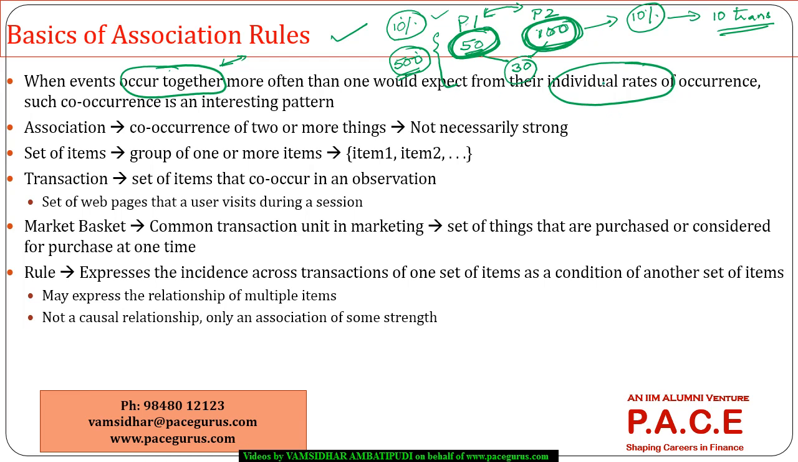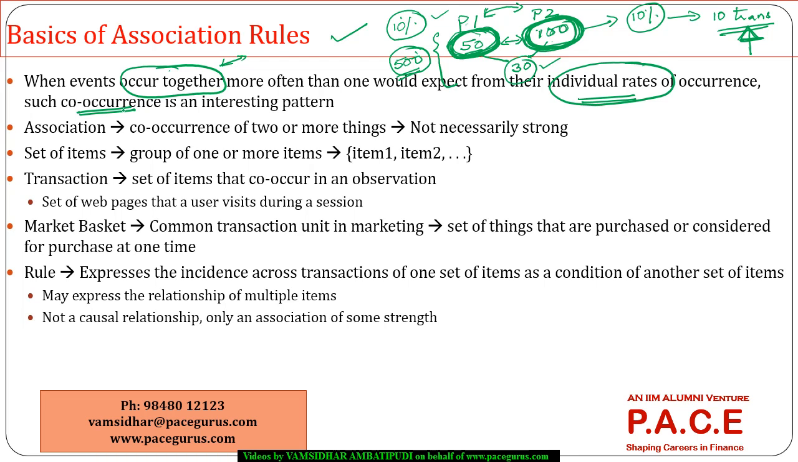So this is what I am saying. Their individual rate of occurrence is 10% of the transactions overall, so even within these 100, it should occur only 10% of the time. If there is no association between the products P1 and P2, it should come in exactly or approximately 10 transactions. But what I am seeing is that they are coming together in 30 transactions, which means there is some level of association between the two. Probably those people who purchased P1 are purchasing P2 as well, or it is the other way around. This kind of co-occurrence is an interesting pattern for us to evaluate.